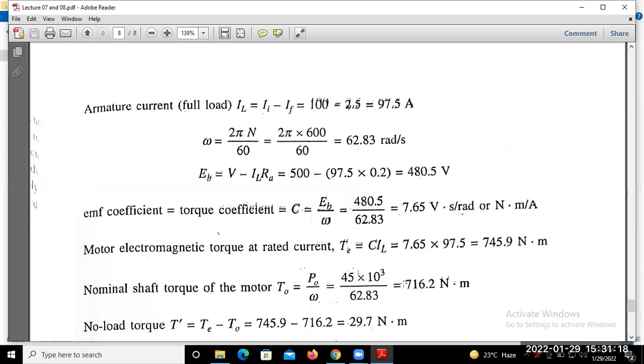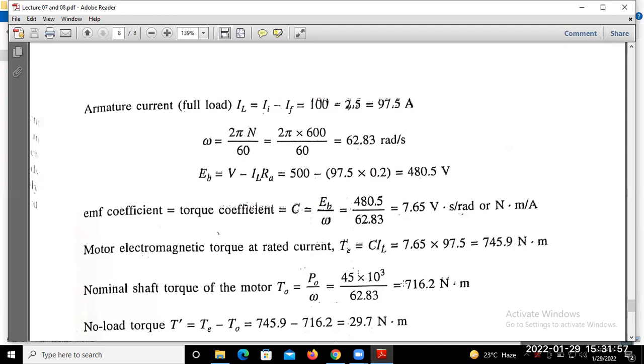Newton meter. Okay. Now we want the no load torque. So what is the no load torque? At the no load condition, that means no load torque equals the electromagnetic torque developed in the motor at the rated current, subtract the shaft torque of the motor, that means output torque of the motor T0. Then we can obtain the no load torque. That is, T dash can be represented for the no load torque, equal to electromagnetic torque developed in the motor minus shaft torque of the motor. That is called the no load torque.